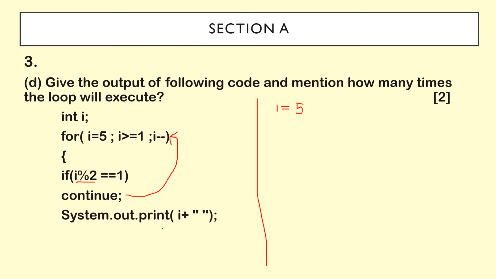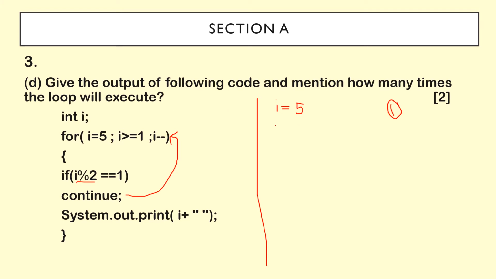Now let's see if it does not happen. So what is going to happen is it's going to print I. Okay, this is the code we have. So let's execute it. When I equals 5, the mod is 1. So it will continue. The loop has run one time, but it could not print; rather it went and it continued.